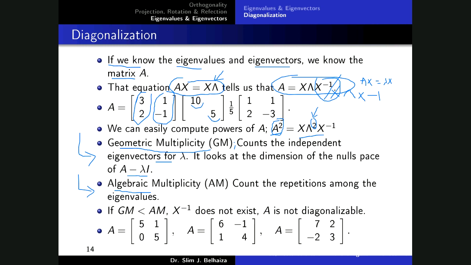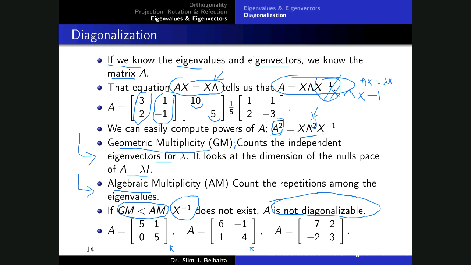So in general, there is a property that needs to be satisfied. If the geometric multiplicity is strictly less than the algebraic multiplicity, x inverse cannot exist. And in that case, A is not a diagonalizable matrix. So we have here 3 examples that show that these 3 matrices cannot be diagonalized.